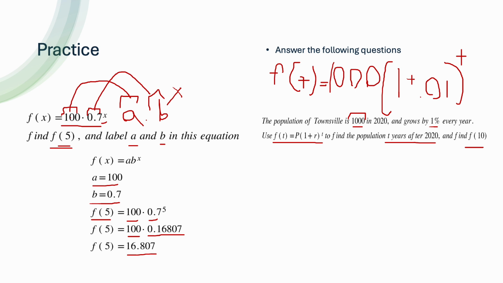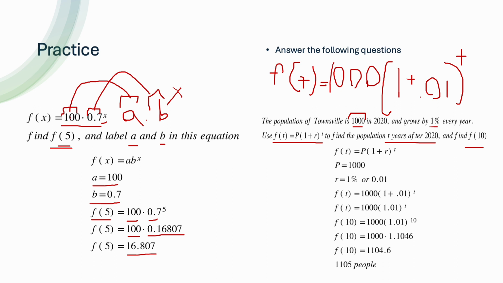Pause the video. All right, so let's see. We have f of t is equal to p times (1 plus r) to the t. First of all, this is just going into did we get the first part right? So p is equal to 1,000, because the starting value, the y-intercept, is 1,000. R is equal to 1% or 0.01. So we get f of t equals 1,000 times (1 plus 0.01) to the t, which is f of t equals 1,000 times 1.01 to the t power. We're usually going to want to simplify that 1 plus r into a single number because it's easier to work with.